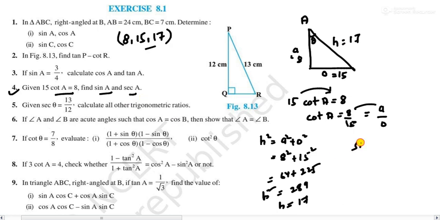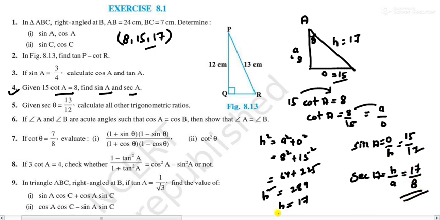What will be sin A then? Sin A is O by H. O we have 15, H we have 17. That's all. What is sec A? Sec A is reciprocal of cos. Cos is A by H, so this will be the reciprocal of that, H by A. What is H? 17, divided by what is A? 8. That's all. So simple.